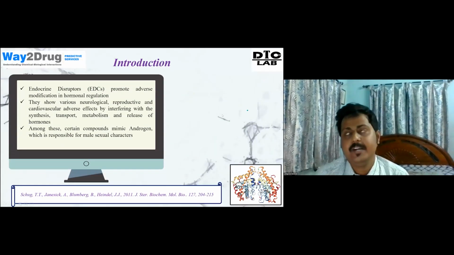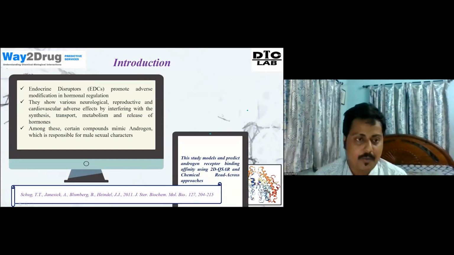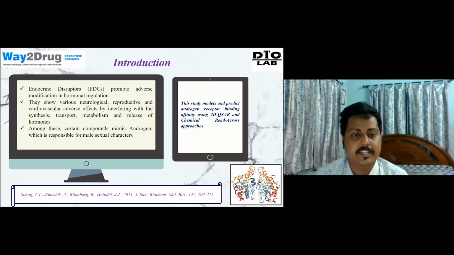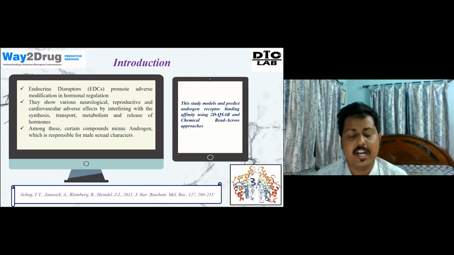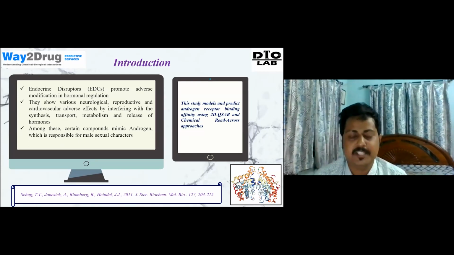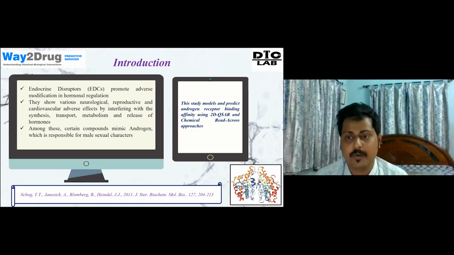So what do I mean by endocrine disruptors? These are compounds which promote adverse modification in hormonal regulation, and they show various neurological, reproductive, and cardiovascular adverse effects. Now, there are certain endocrine disruptors which are specific to the androgen receptor, and our study here is to model those compounds using 2D QSAR and chemical read-across approaches with the aim of developing safer chemicals.